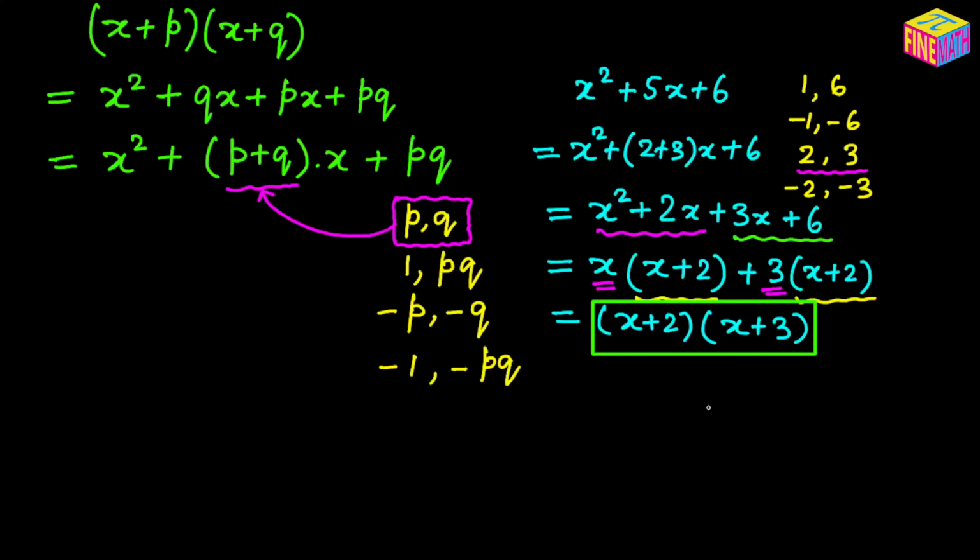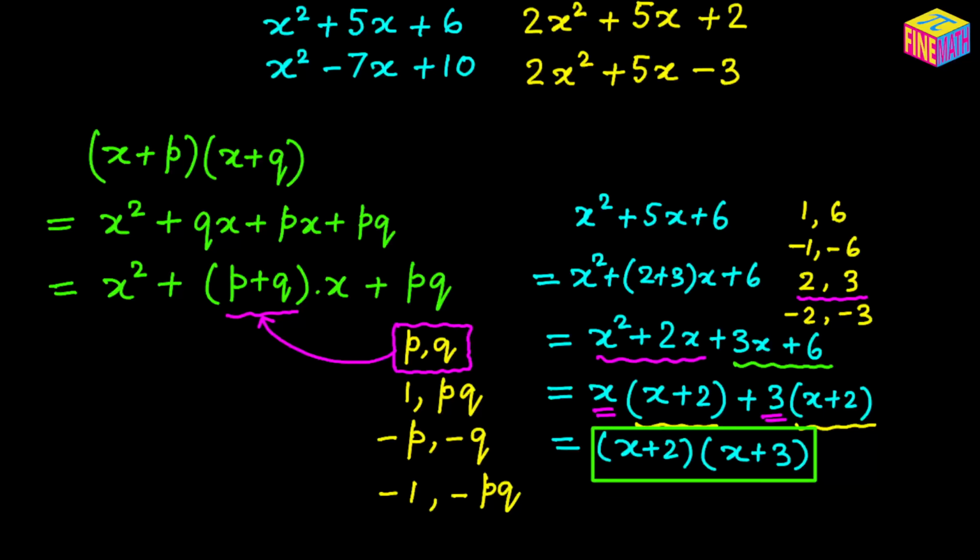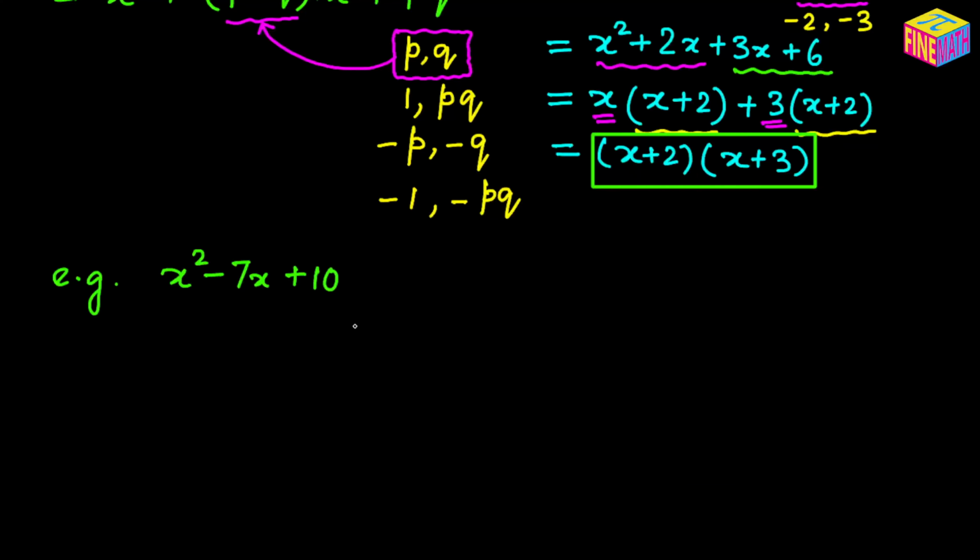I hope you are able to follow the steps. Now let's take another example. Suppose we had another example up there, which is x squared minus 7x plus 10. What is the constant term here? The constant term is 10. So we want to find out the different factor pairs we can get for 10.